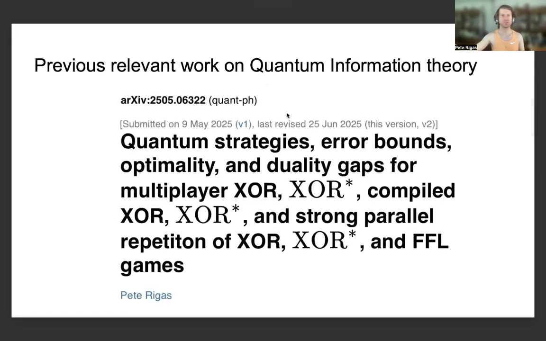And again, this is relating to the fact that we've been talking about communication protocols and the probability of being able to execute these protocols with high certainty, or a high security guarantee, I guess we could say. This is really relating to some previous work from earlier in the year, a little more than a month and a half ago, as given in this screenshot of my preprint on the arXiv: quantum strategies, error bounds, optimality, and duality gaps from multiplayer XOR star, compiled XOR star, and strong parallel repetition of XOR star, and FFL games.